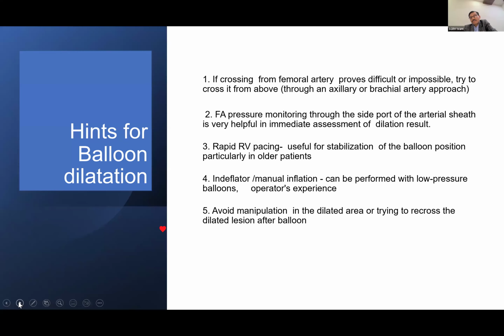Now, some hints about balloon dilatation. So, this was about the roots. Now, I'll put some hints about the balloon dilatation. If crossing from the femoral artery is difficult or impossible, try to cross from above. Nowadays in our unit in newborns, we use the axillary route. Our preference is the axillary route. We found it very easy and very safe.